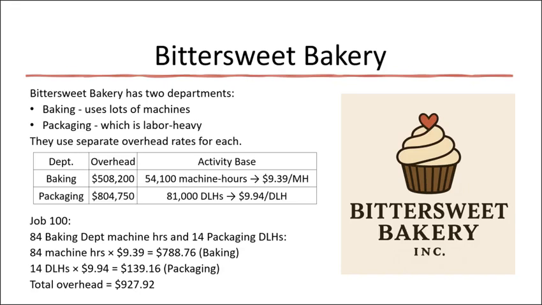Now, let's say we're costing job 100, which used 84 machine hours in the baking department, 14 direct labor hours in the packaging department. For job 100, 84 machine hours times $9.39, the applied overhead would be $788.76 for the baking department. 14 direct labor hours times $9.94 would mean $139.16 for the packaging department's applied overhead. So the total applied overhead for this job would be $927.92.